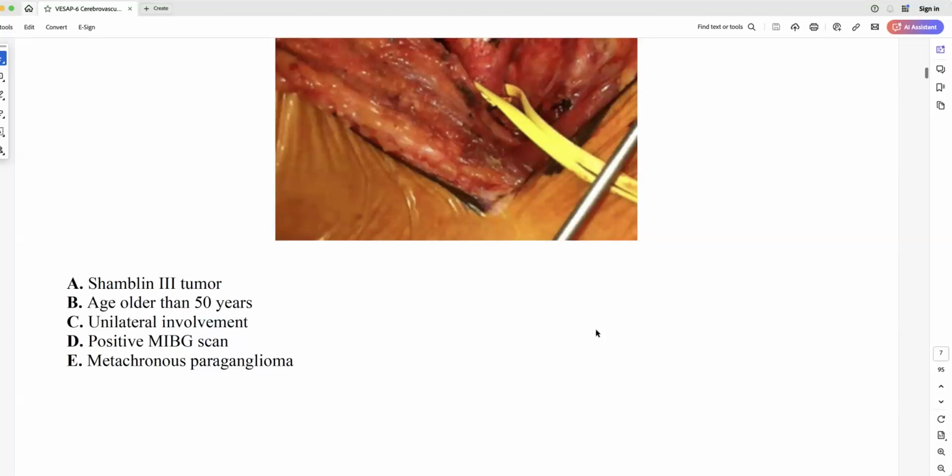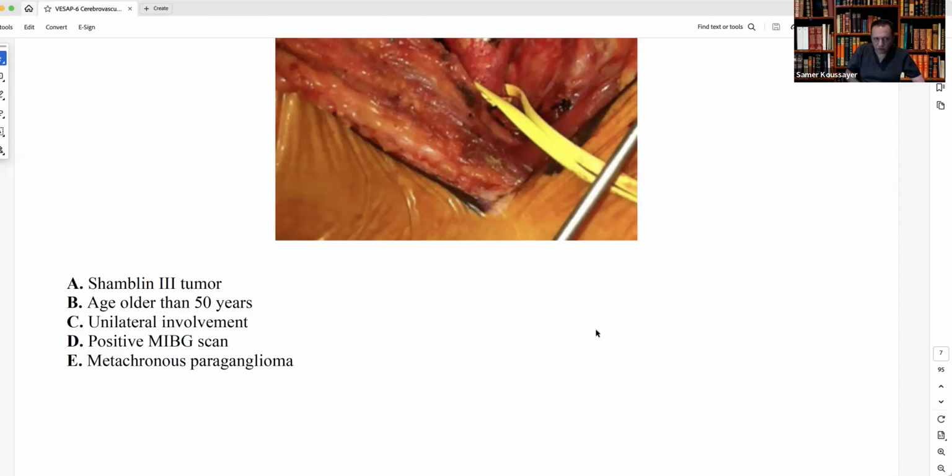Unilateral involvement, no. Bilateral. Positive MIBG scan, no. It can be in both. Metachronous paraganglioma, yes, if it's present in the chest or abdomen. It's an easy question, very straightforward, but you have to know about it.